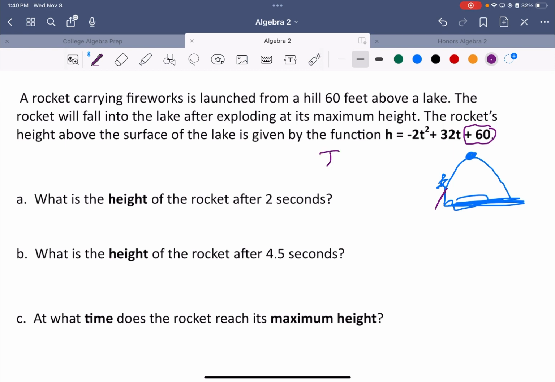T is equal to time in seconds. And that's important. The h is equal to the height. So when you see the h, that's the height. The t is time in seconds. So the first question says, what is the height of the rocket after 2 seconds?